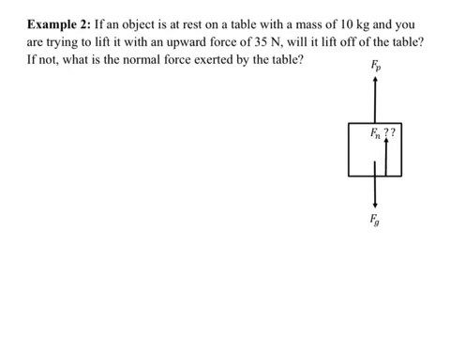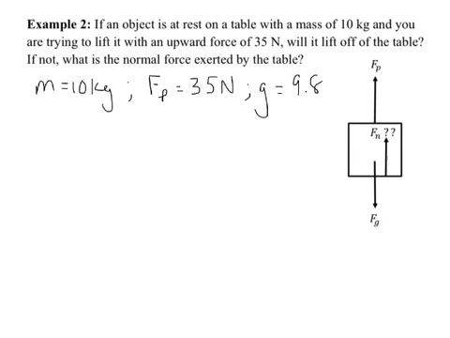So let's take a look at what's given in this problem. What I see given right away is first the mass. The mass in this problem is given as 10 kilograms. The force pulling upward is given as 35 newtons. Gravitational constant is 9.81 meters per second squared. We are trying to find Fn if it stays on the table. If not, we don't do that part.